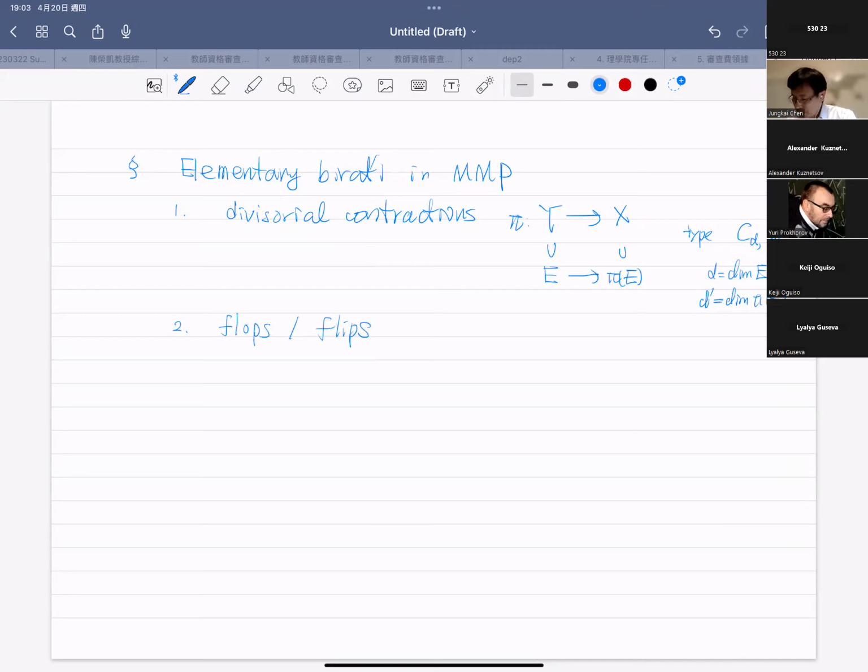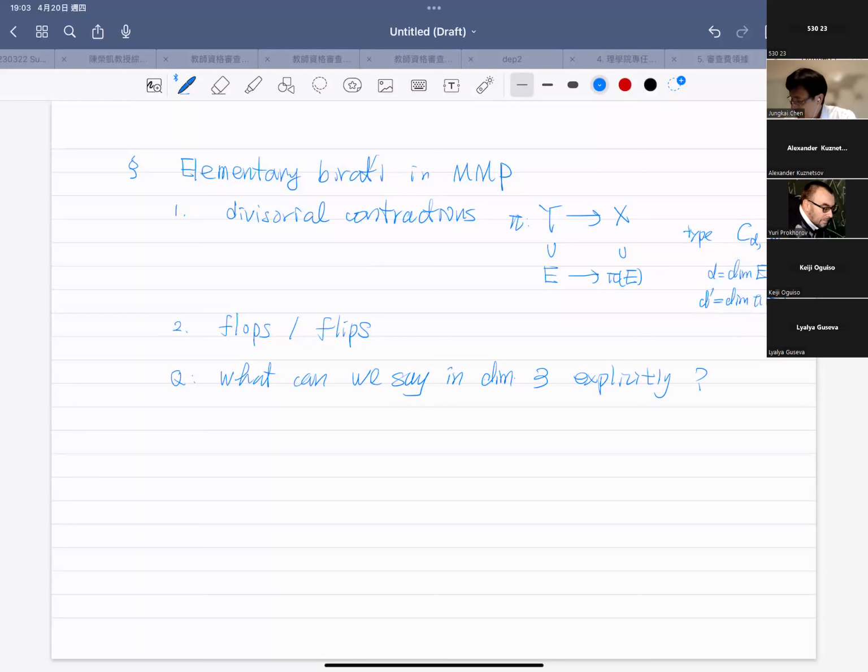Okay, so the goal today is to say a little more about what we can say in dimension 3, especially. How much do we know of these elementary partial maps in MMP, especially in the case of dimension 3?